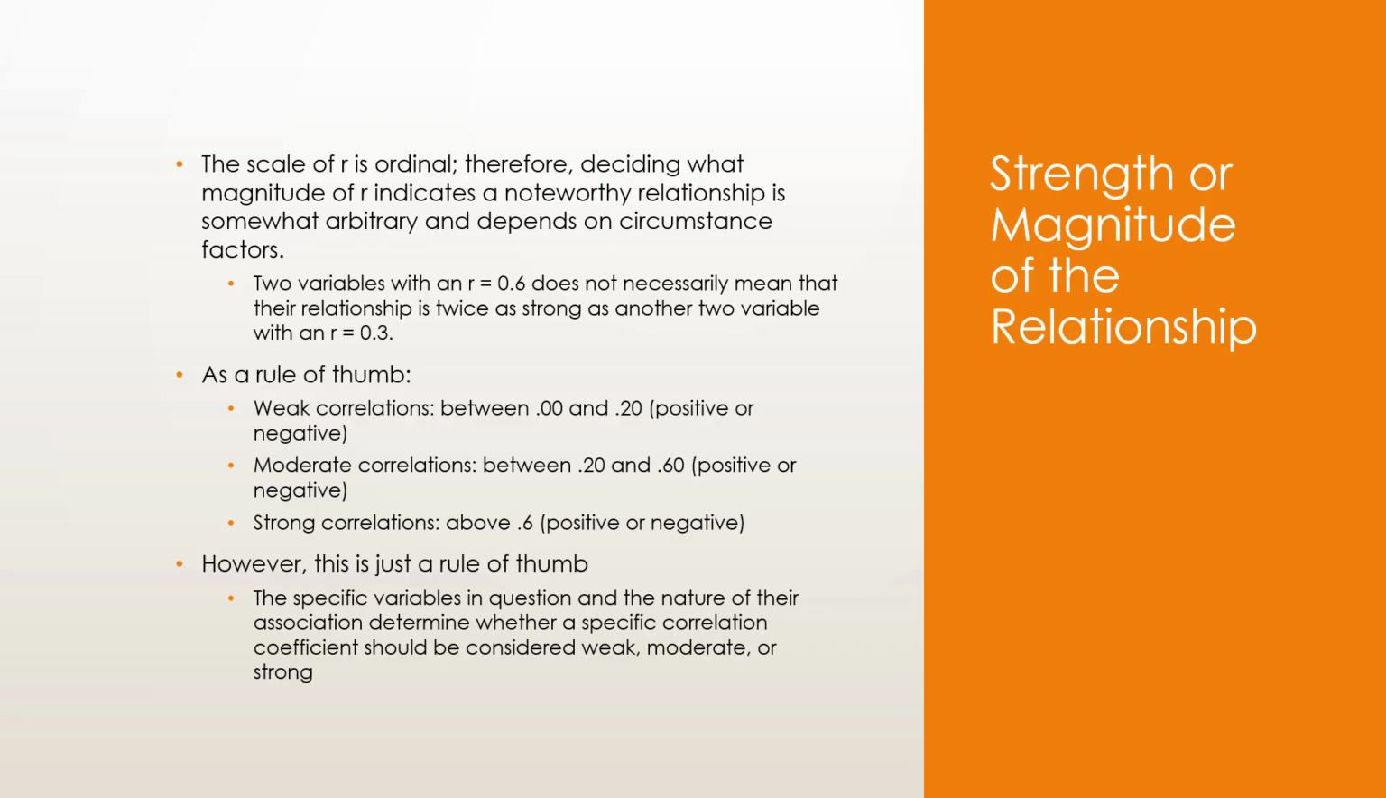As a rule of thumb, when the absolute value of R is between 0 and 0.2, it indicates a weak relationship. When the absolute R value is between 0.2 and 0.6, it indicates a moderate correlation. When the absolute R value is above 0.6, it indicates a strong correlation. However, this is just a rule of thumb. The specific variables and the nature of their association determine whether a correlation should be considered weak, moderate, or strong.